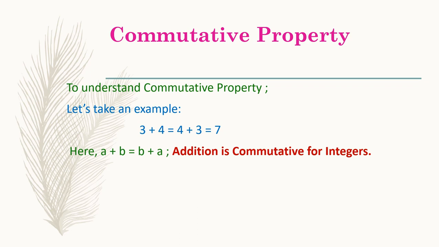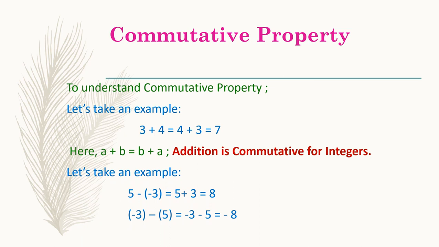If it happens, then we say addition is commutative for integers. Now let's see what happens in case of subtraction.